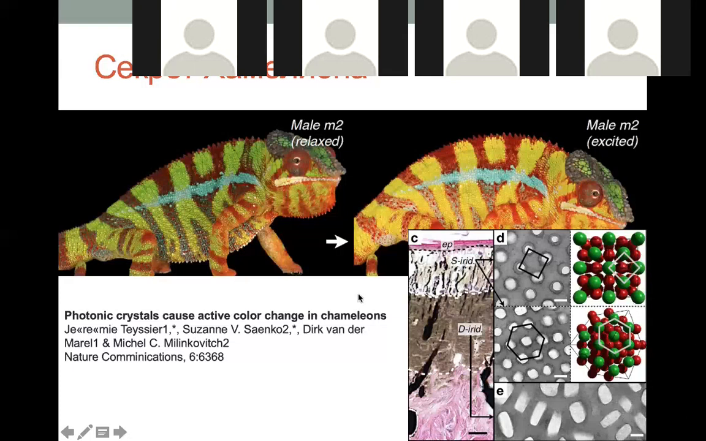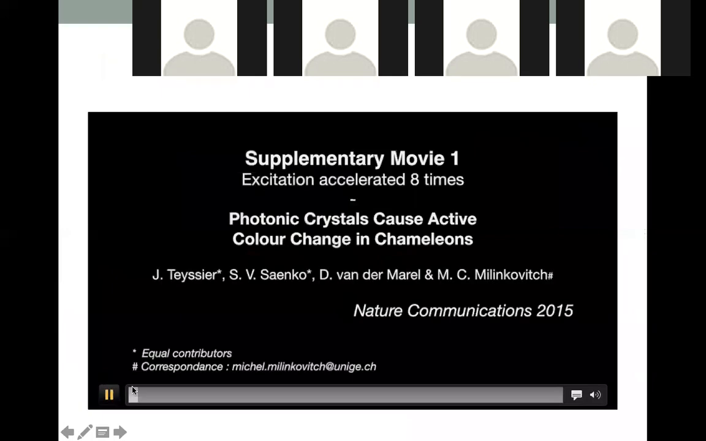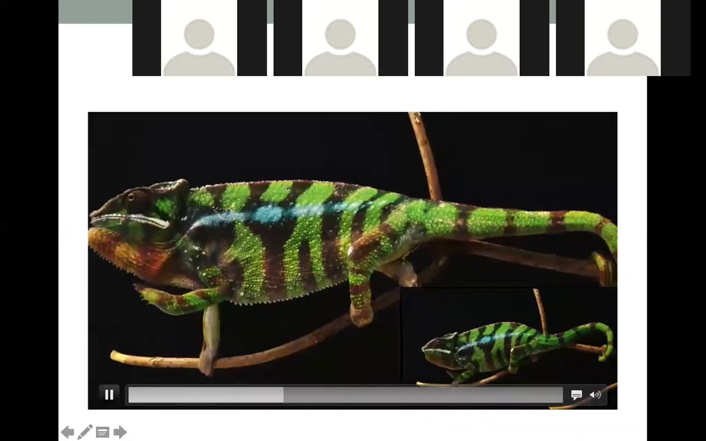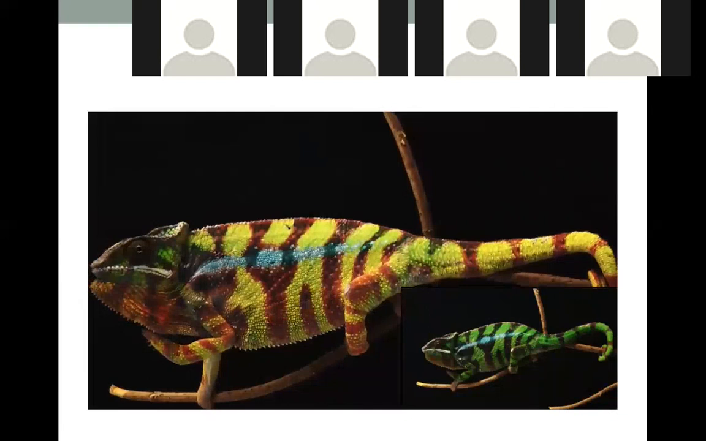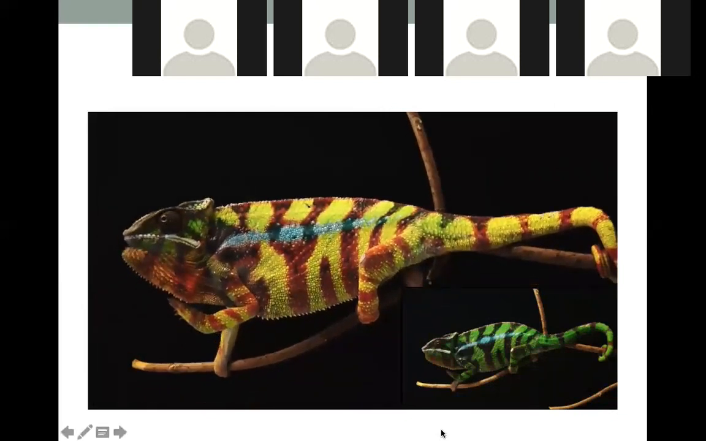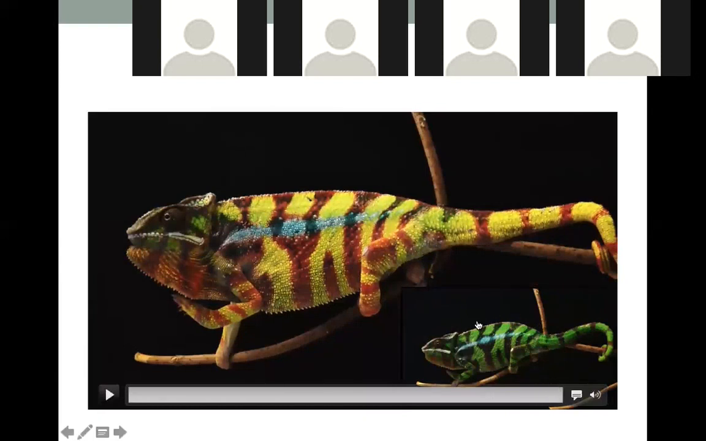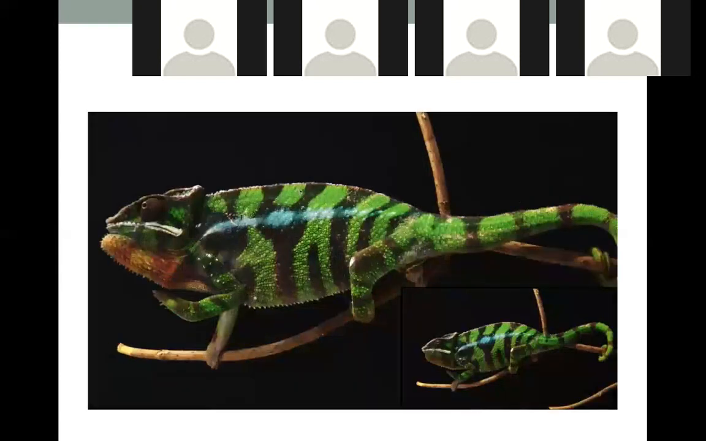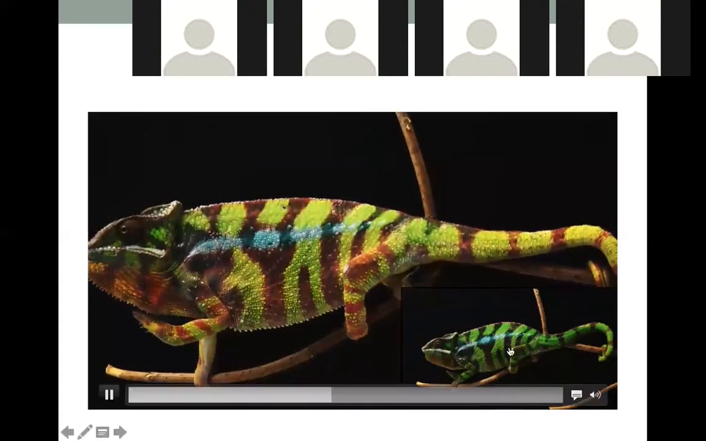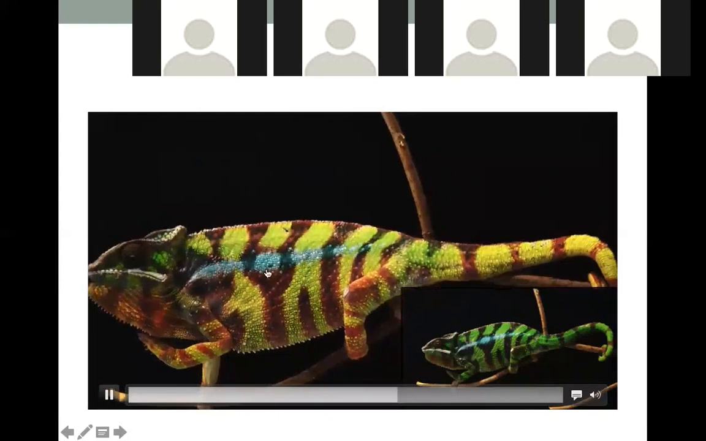Okay, and I think this is a video, from 2015, like 5 years ago. Let's have a look. Here at the right bottom corner, you see the original color, green, and now it's yellow. You see, the chameleon changes its color again. It's original green, and now it's yellow, it's blue.